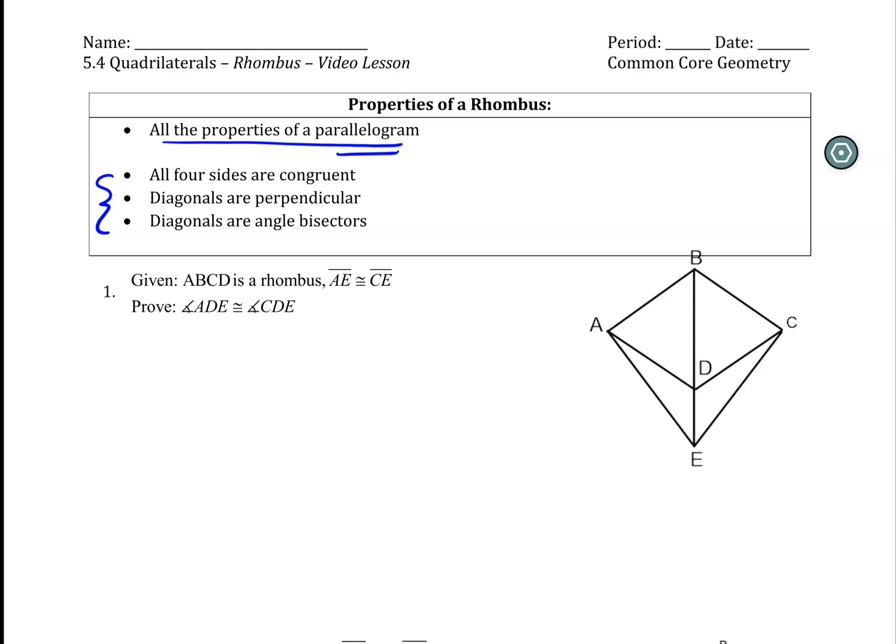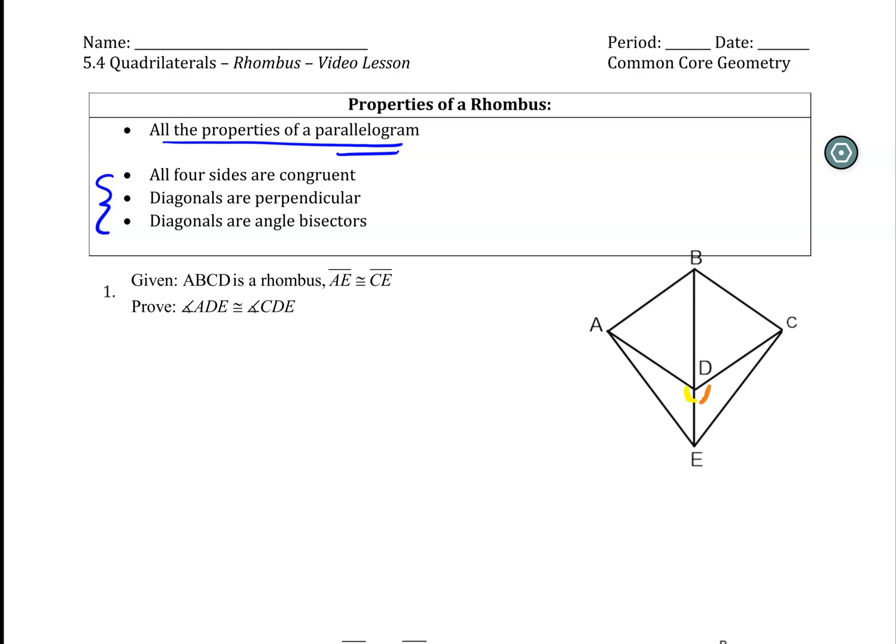So let's look at this first proof. We'll do a formal proof here. We're asked to prove that I've got two angles congruent, ADE, which would be this one here, and CDE, which is this one here. So we want to prove that these two things are in fact congruent to each other. You've got a variety of ways you can do this.